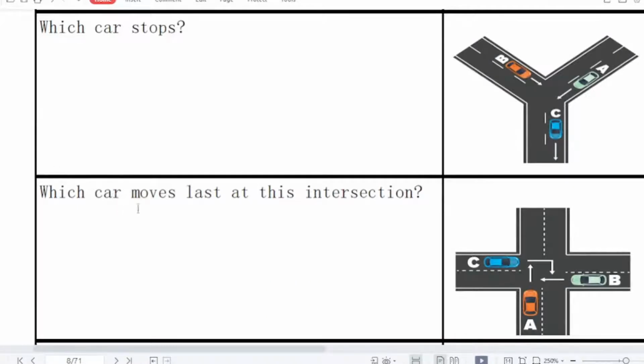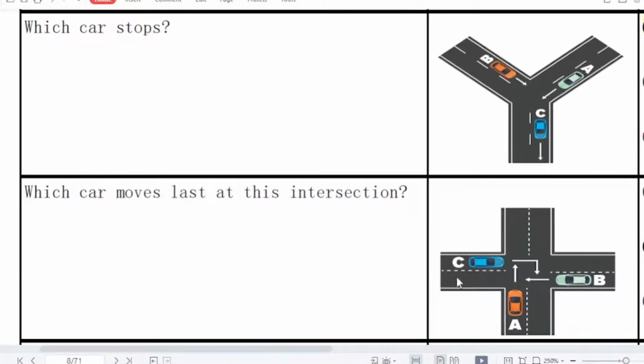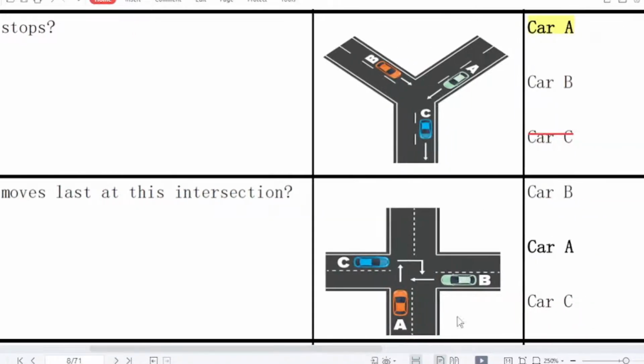Which car moves last at this intersection? We have three cars here: car C, car A, and car B. Which car moves last at this intersection? Well, as you can see, car C you give the right of way to car A, and car A you give the right of way to car B. With that being said, car B has nothing on its right, so definitely it is the first car to go. Now we're also looking at the second car to go and the third car to go. As car B goes first, car C will take advantage, and the last car to go is probably car A. So that's our last car to go here.